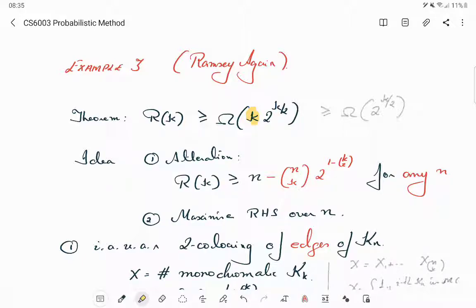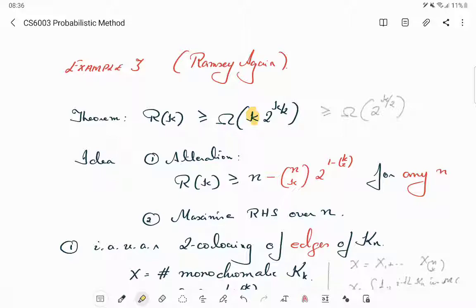It's easy to see that it's a monotonic parameter in the sense that if R of k is some 1000, then for a 1001 clique or 1002 clique also the same thing happens. So that's why we are looking for the smallest natural number n which has this property. We saw an upper bound of 4 to the power k and a lower bound of root 2 to the power k, or equivalently an upper bound of 2 to the power 2k and a lower bound of 2 to the power half k. And using the alteration method now, we will improve this lower bound.